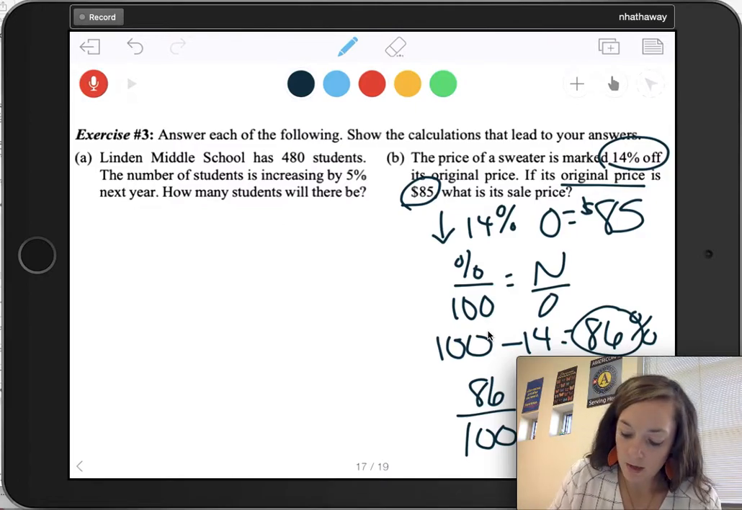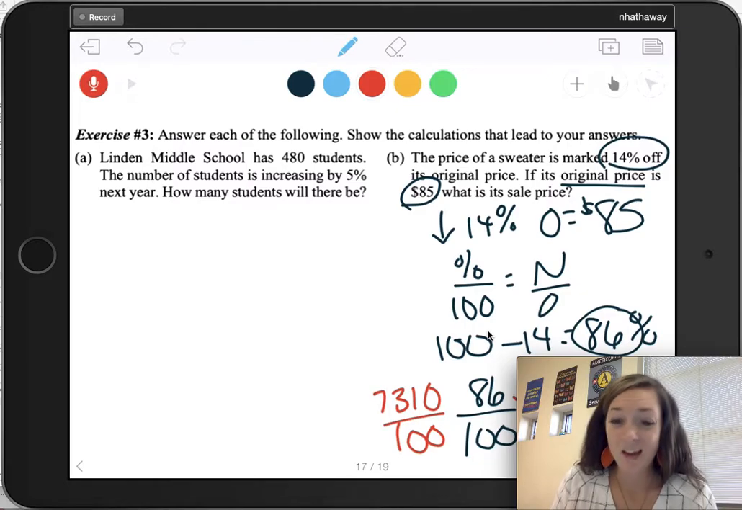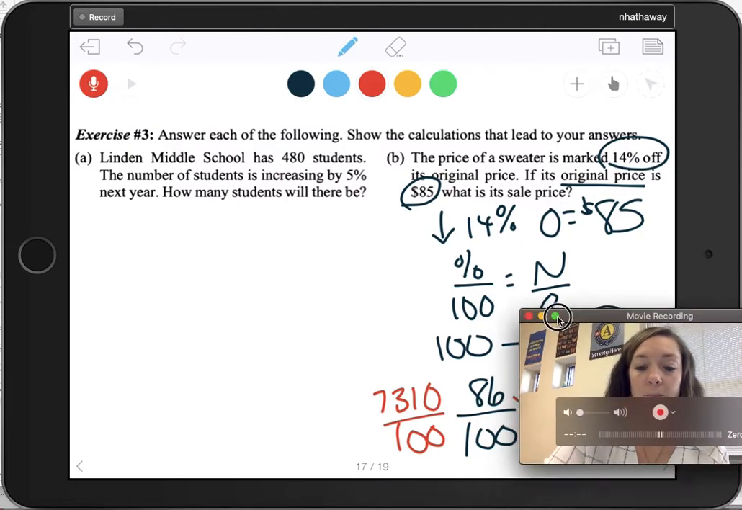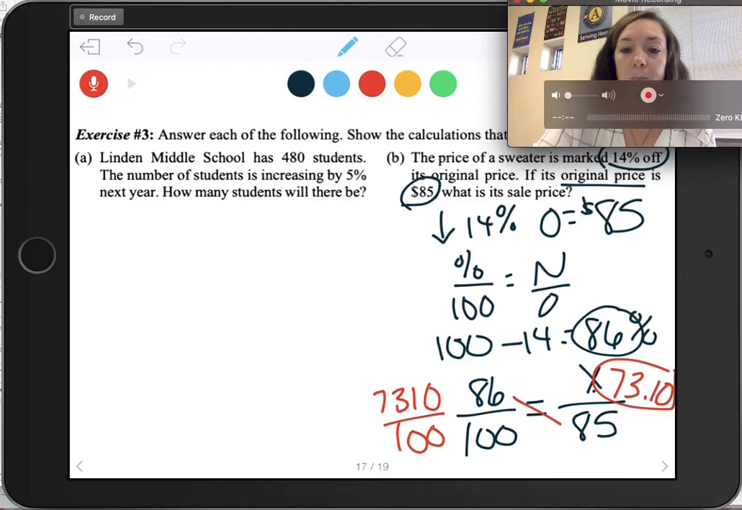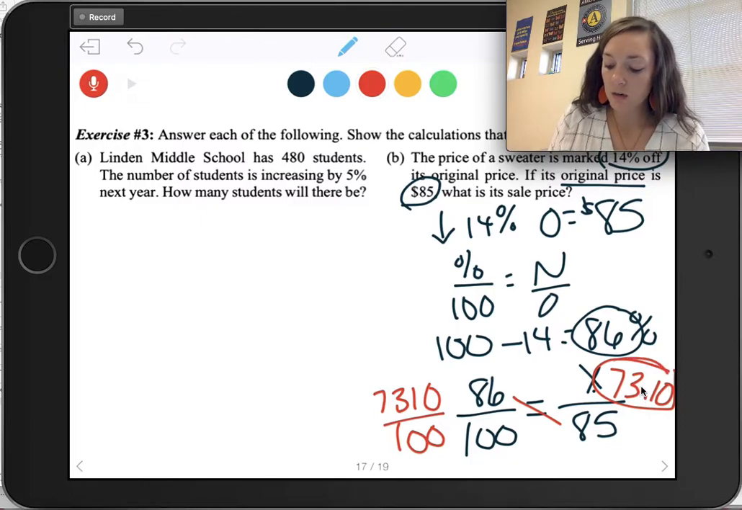So when I multiply those two, I do 86 times 85, I get 7,310. Now I divide that by 100, and that gives me 73.10. And in dollar amounts, that's $73.10. So we did 86 times 85, 7,310. Divide that by 100, $73.10. This is our sale price.